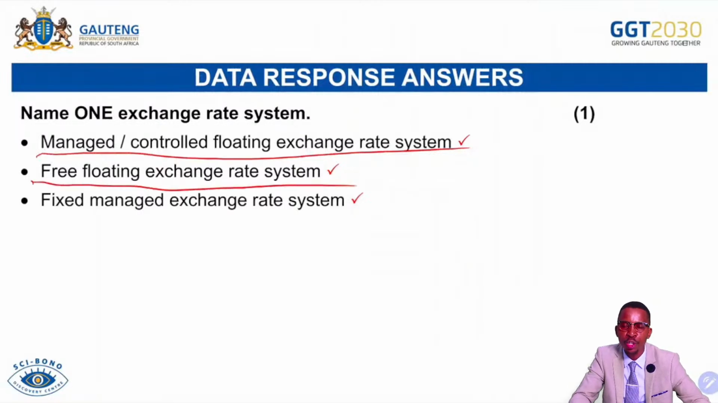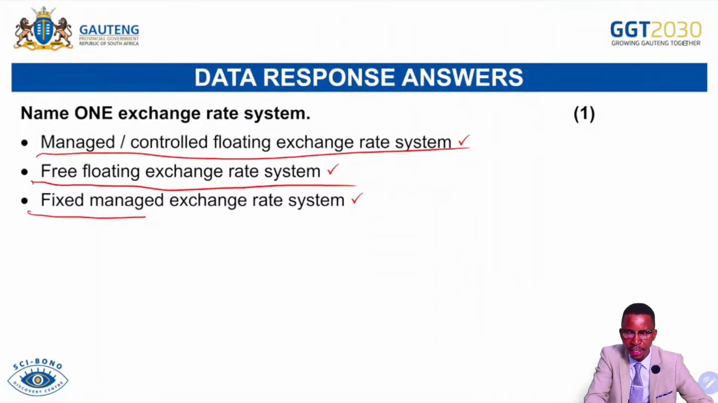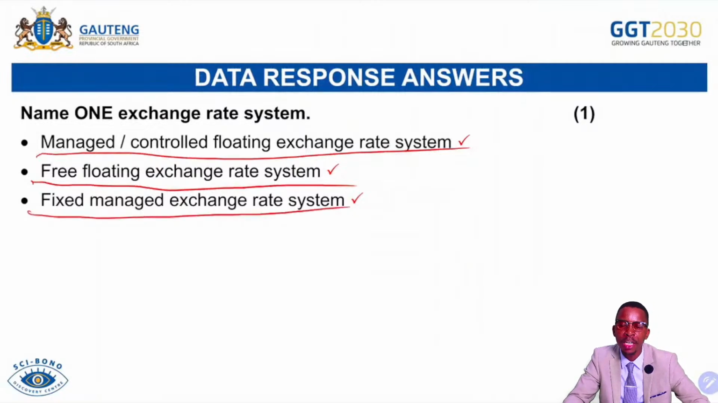Free floating exchange rate, that is the one whereby there is no intervention by the government or Reserve Bank, but the currency can appreciate and depreciate without limit because of demand and supply. And then a fixed exchange rate system, that's when the exchange rate remains pegged by the state to not be changing for a given period of time.